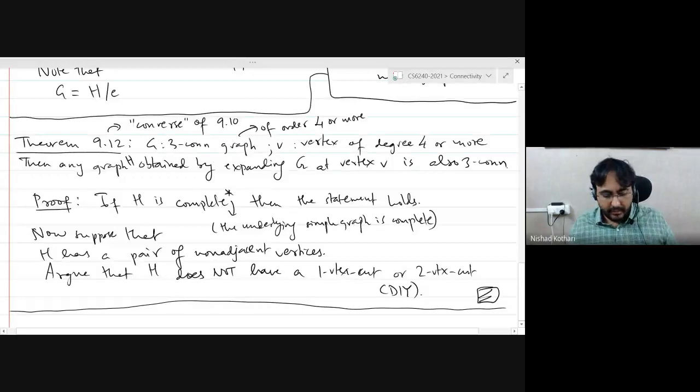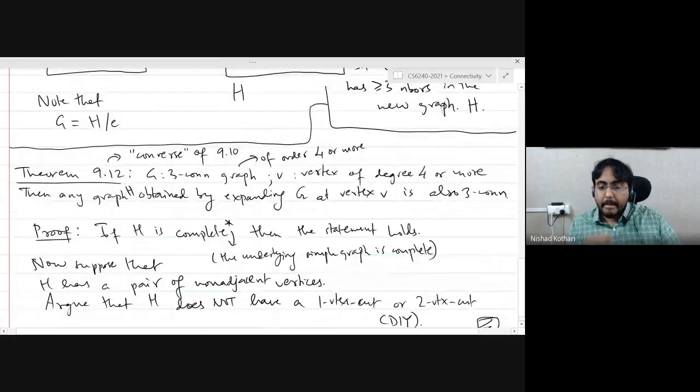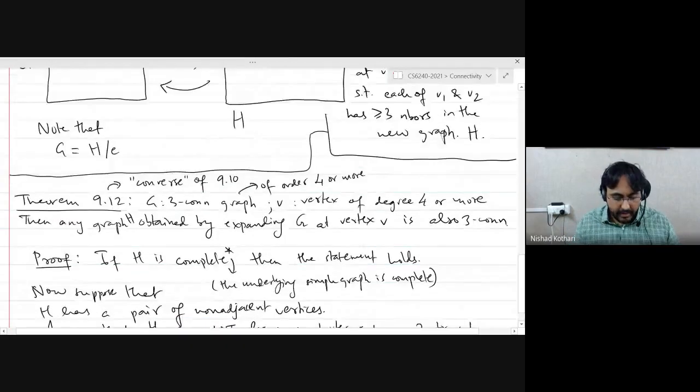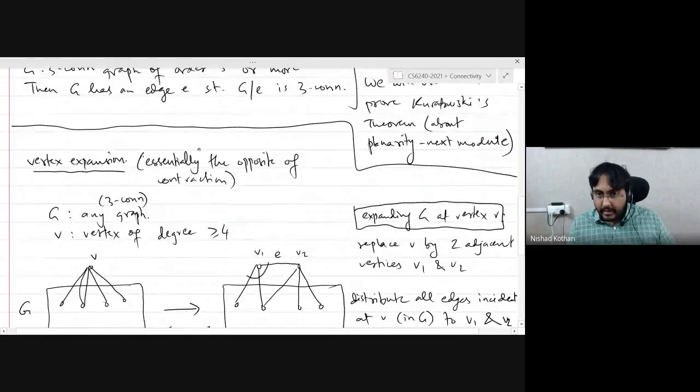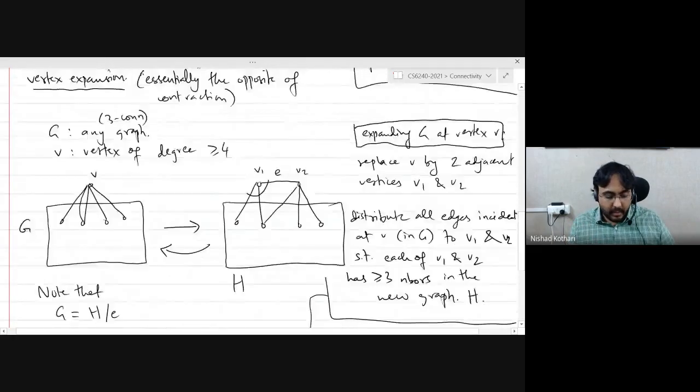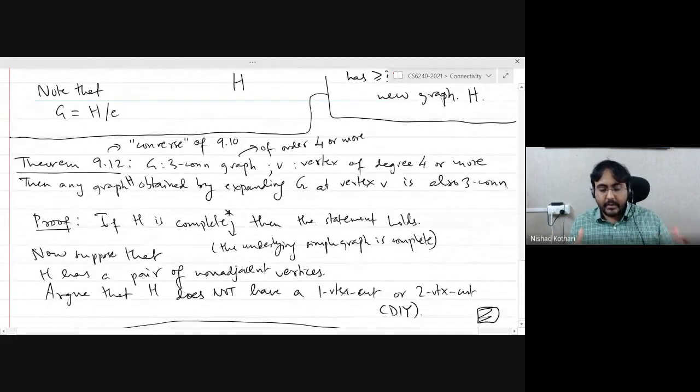So it's really not difficult. Good. On the other hand, the converse 9.10 is trickier because there is a reason why this result is easier: here you are taking any vertex and expanding it, and the result says that the resulting graph is going to be 3 connected.